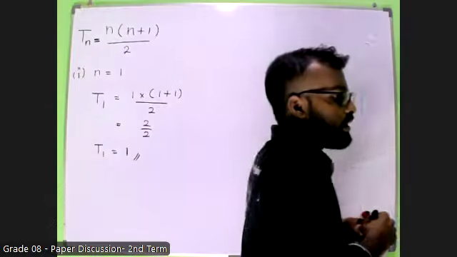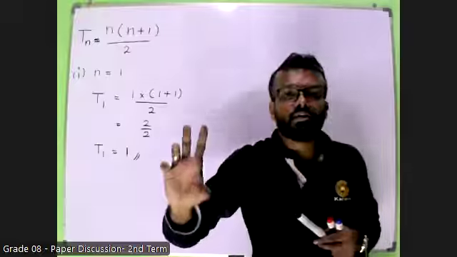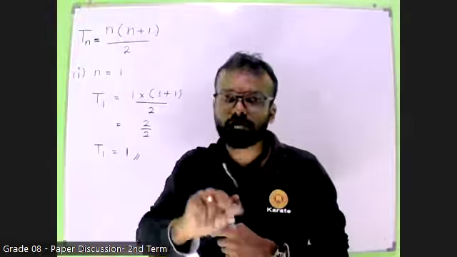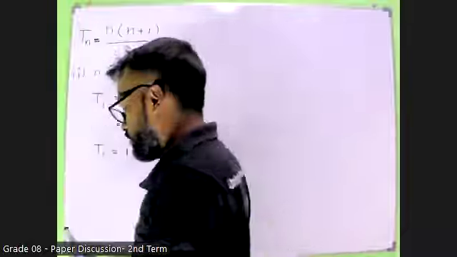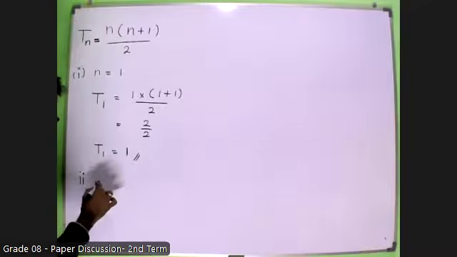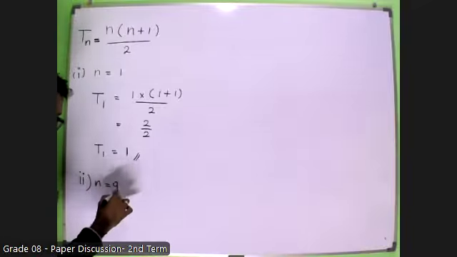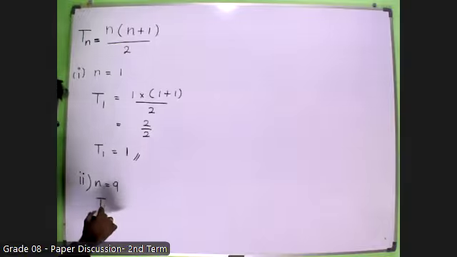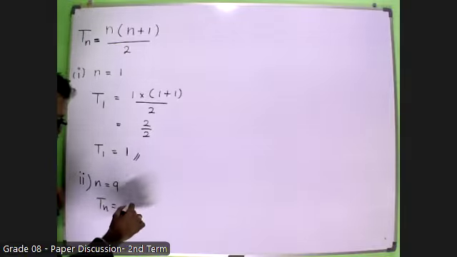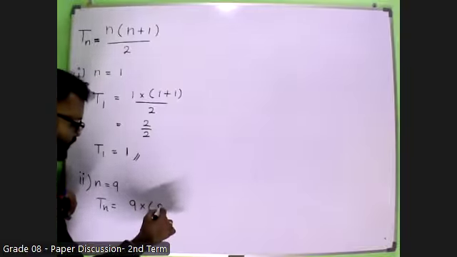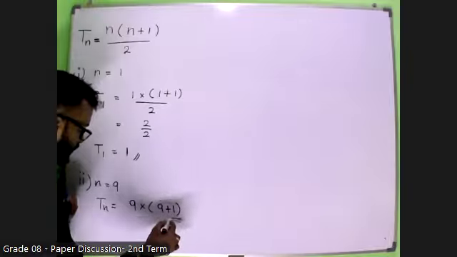Right? Write the 9th and the 10th term. So you have to substitute n equals 9 and n equals 10 respectively. So let's find n equals 9. So T9 can be found as 9 times n plus 1, 9 plus 1, divided by 2.